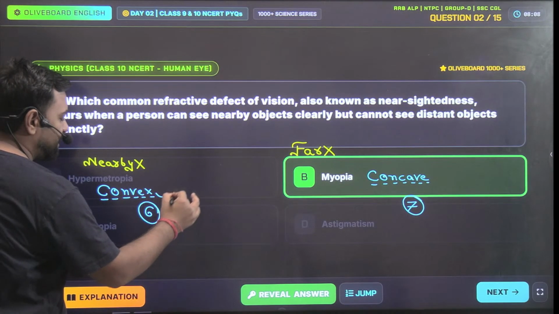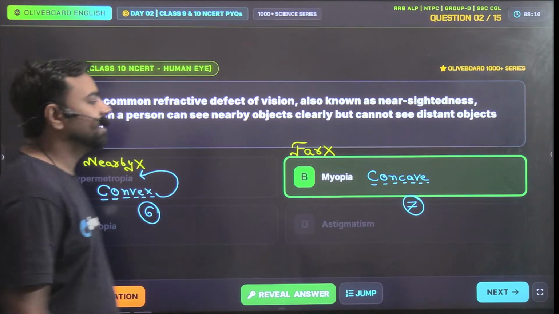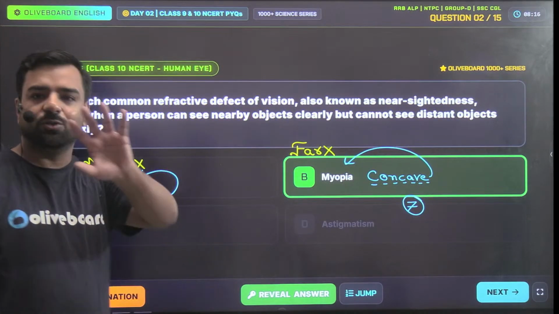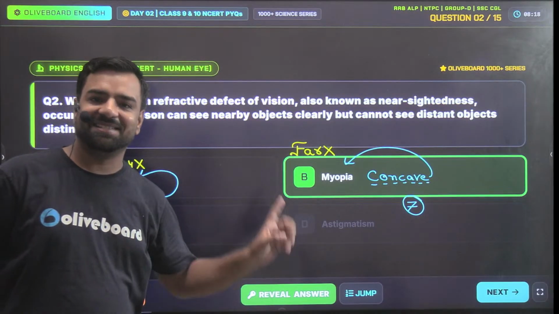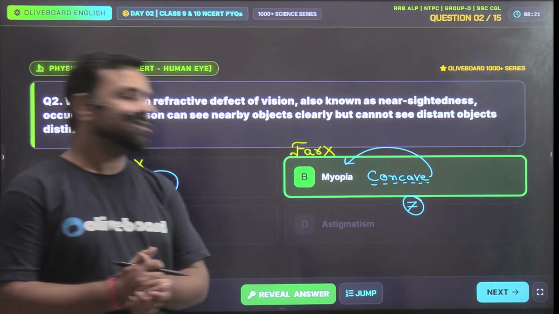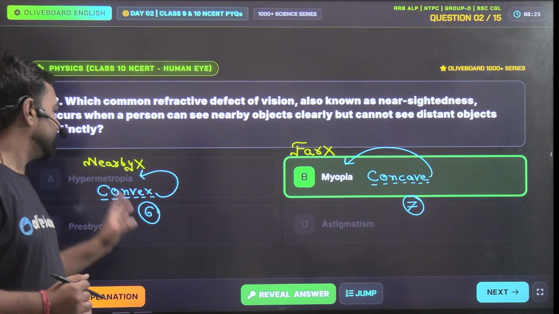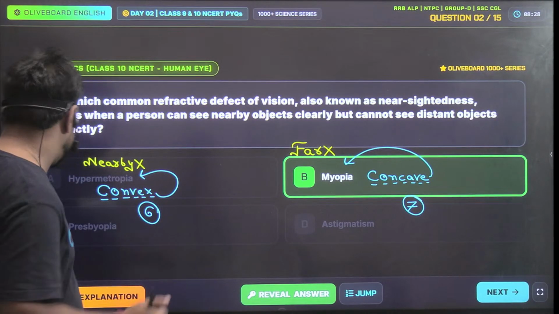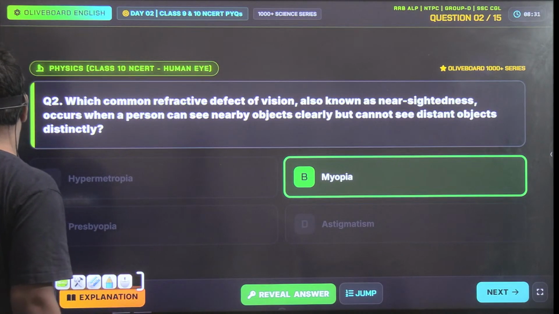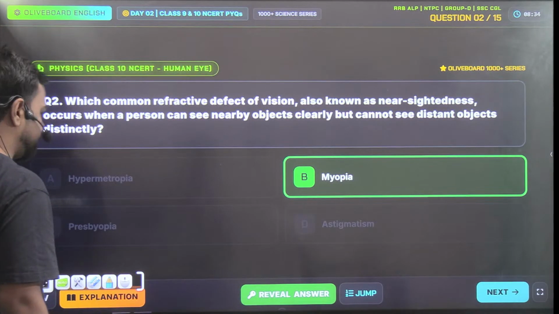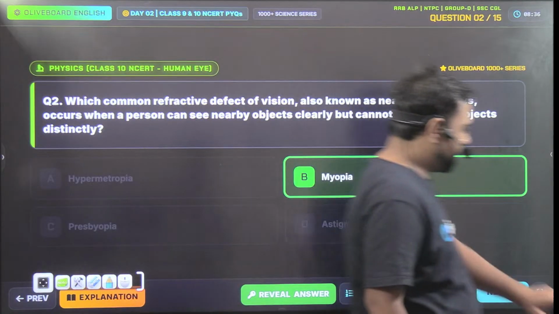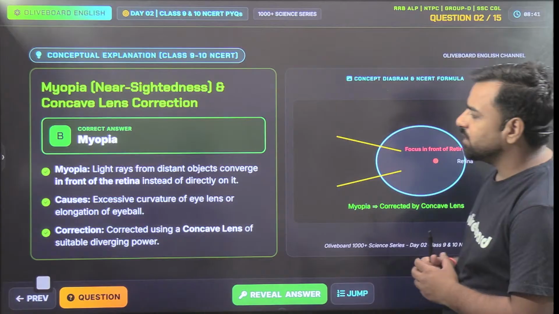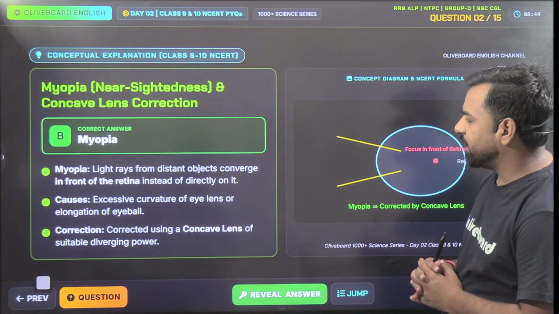So yes, convex is used in the case of hypermetropia and concave is used in the case of myopia. Sorry, that's a mistake. It's not mirror, it's the lens. So concave lens is used in the case of myopia, and convex lens is used in the case of hypermetropia. Please give me the confirmation, guys. Is this part clear? If it is sorted, I can go with the explanation now. Light rays from the distant objects converge in front of the retina instead of directly on it.